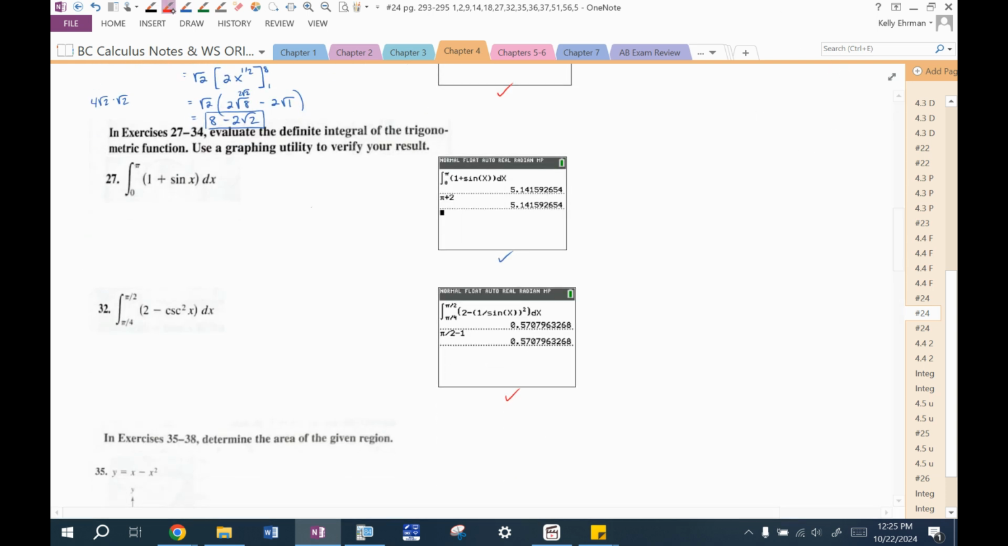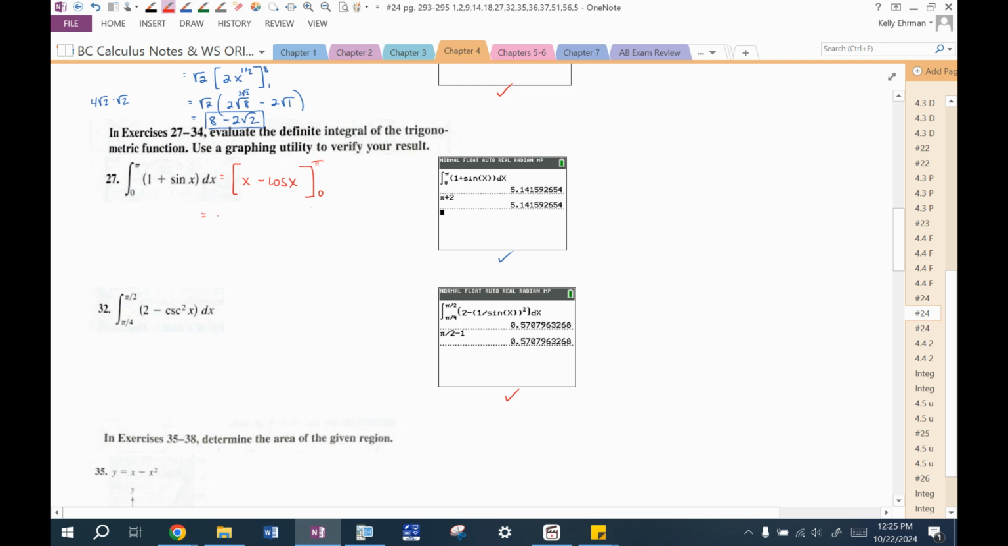Same directions for this section. It says evaluate the definite integral of the trig function. Use a graphing utility to verify your result. All right, so the integral of 1 will be x. The integral of sine is minus cosine x. I always do a quick mental check here. If I take the derivative of negative cosine x, I get positive sine x, because it's easy to miss the plus or minus sign.